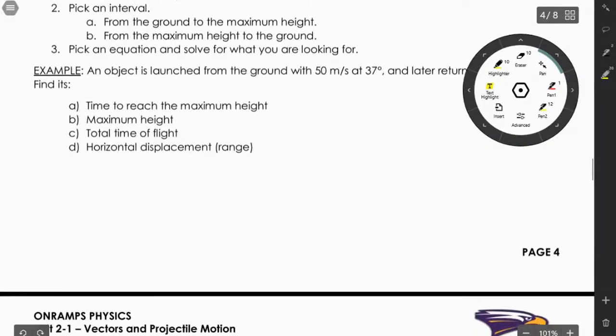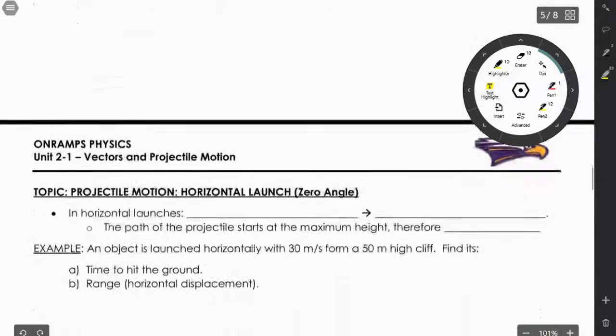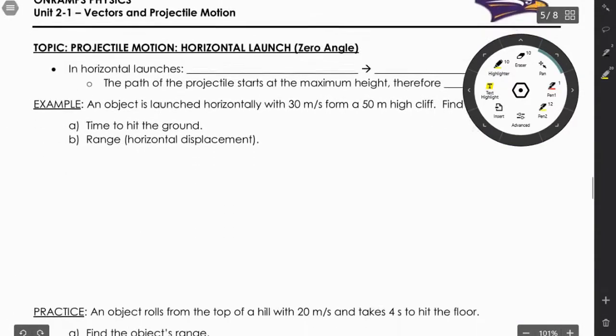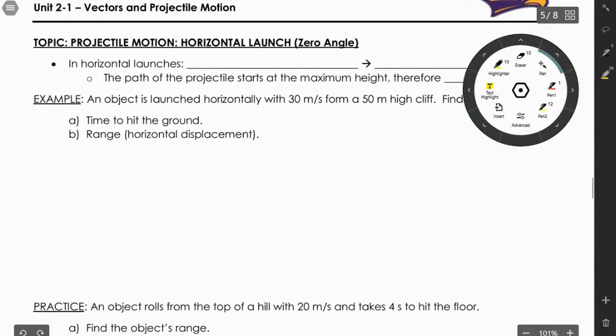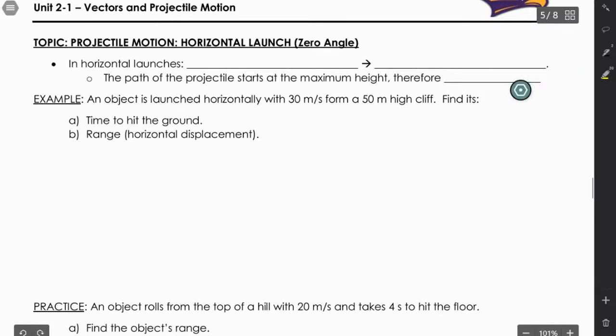So let's do an example of an object that is launched horizontally, and then we'll go to ones that are launched at different angles. Or actually, a couple of examples of ones that are launched horizontally. But again, we're going to just follow our basic steps. Step one, so here we go.